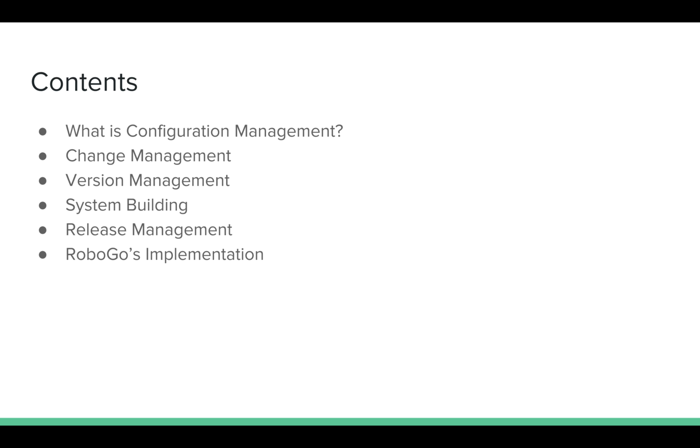This is the contents that I'll be covering. The first one will be what is configuration management and why it is important, and 4 fundamental activities of the configuration management, which are change management, version management, system building, and release management, and then present Team RoboGo's implementation.